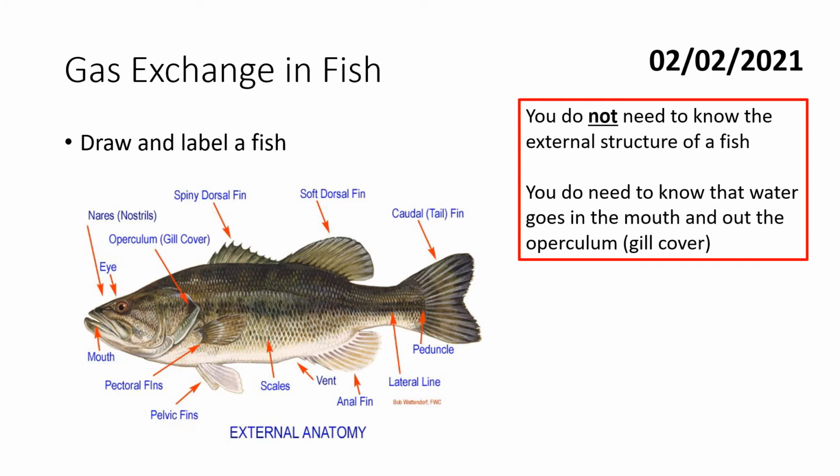However, should you wish to know all the labels and you have gone and done all the labels, just in case, we have added all the labels in for you and you can certainly check them off. But you do not need to know the external structures of a fish. You do, however, need to know that water goes in the mouth and the water comes out the little openings on the side, which are the gill coverings. And that is all you need to know.